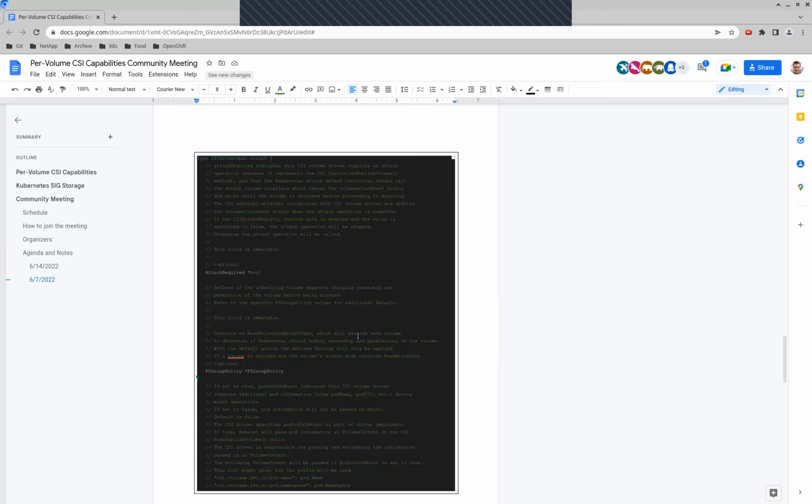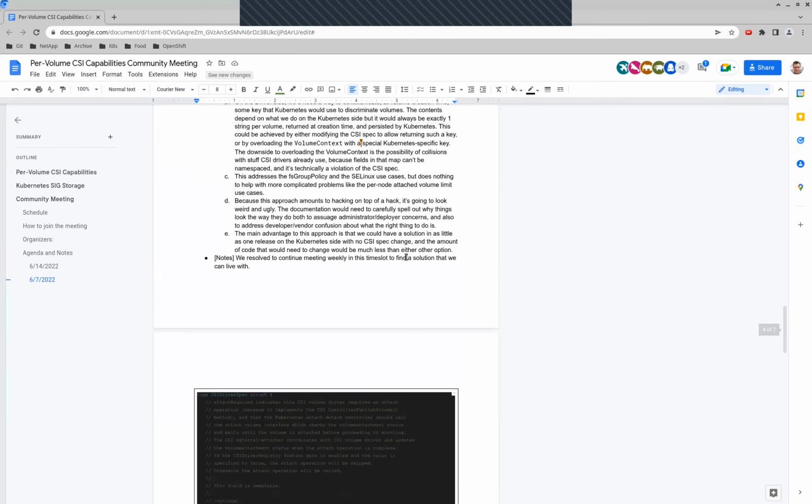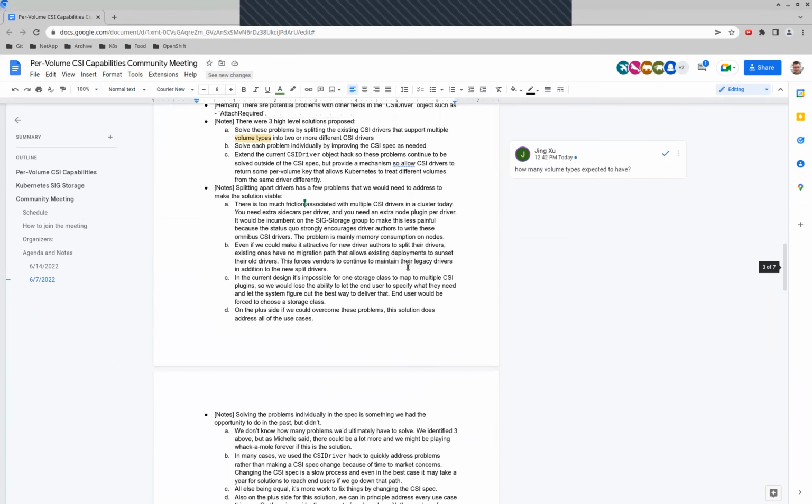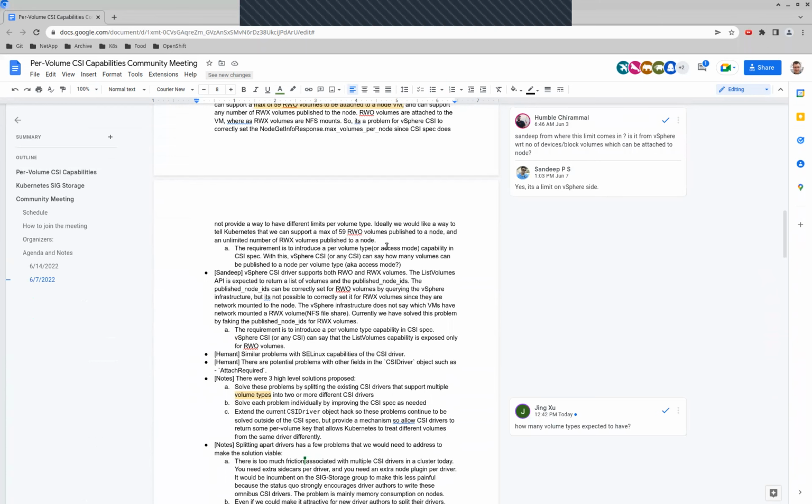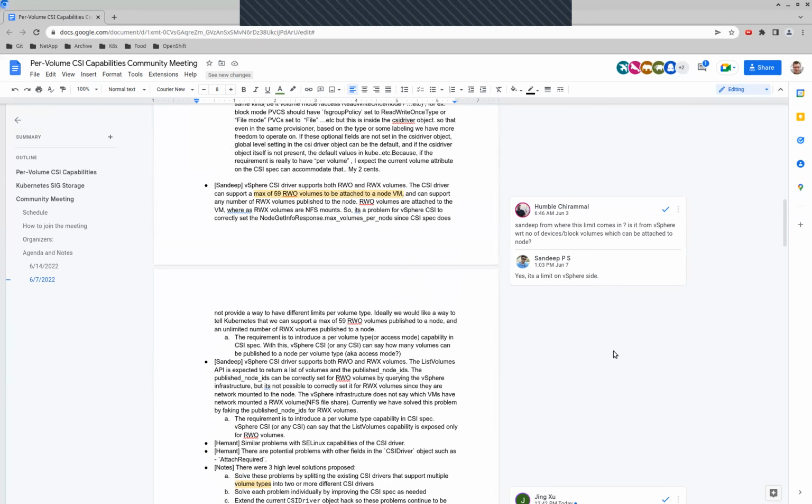Right. And there's also the other one, which is list volumes. That's the controller side. Okay, hold on, what is this use case, Xing? I haven't heard of this. Well, I think Sandeep added two, right? One is the volume limits, and the other one is list volumes that returns the published node IDs.